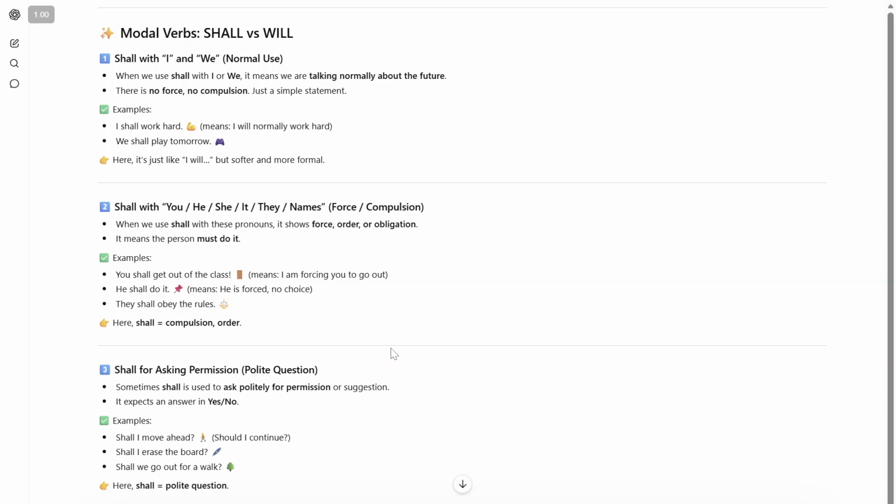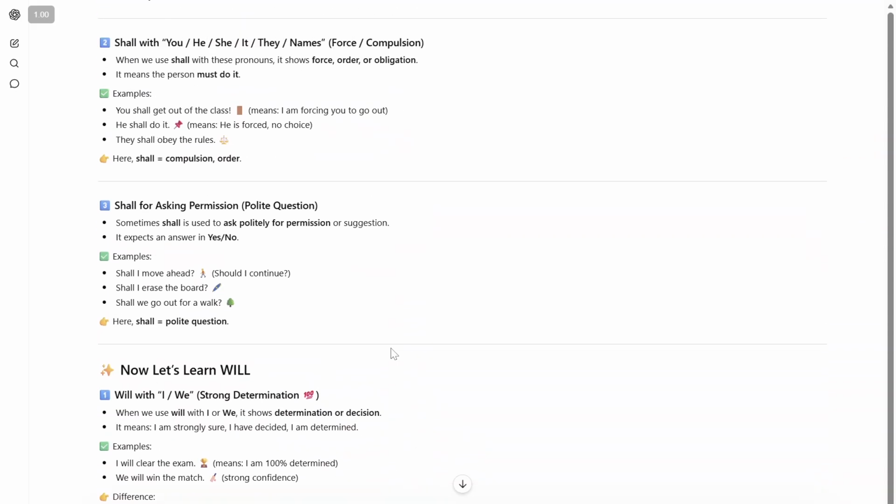Shall with you, he, she, it, they: compulsion. When we use shall with these pronouns, it shows force, order, or obligation. It means the person must do it. Examples: You shall get out of the class means I am forcing you to go out. He shall do it means he is forced, no choice. They shall obey the rules. Here, shall equals compulsion, order.